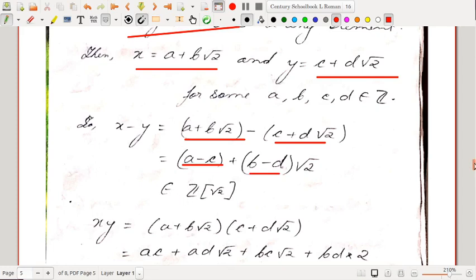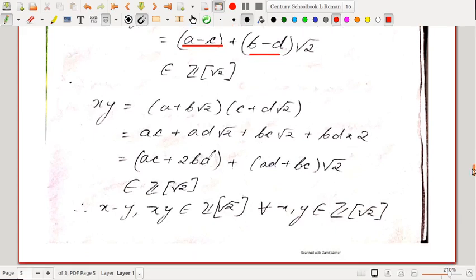Then you calculate xy. xy is a plus b root 2 multiplied with c plus d root 2, and if you make a quick computation, it's ac plus twice bd plus (ad plus bc) into root 2. So ac plus twice bd is an integer, and ad plus bc is an integer. So it's of the form some integer plus some integer into root 2, so it's an element inside Z root 2.